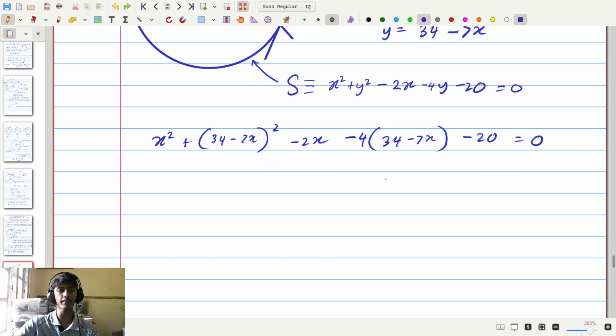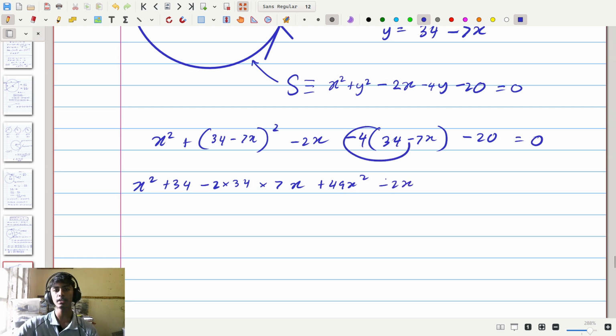Simplifying this thing, we can see we have x squared. Expanding this thing, we have plus 34 squared, and then minus 2 times 34 times 7x, and then minus 7x squared is going to be plus 49x squared, and then minus 2x here. This thing is going to give us minus 4 times 34. This bit and this bit are going to give us plus 28x, and finally we have minus 20, all equals 0. Rounding up x squared terms, we can see we have 1x squared term here and 49x squared here. That means a total of 50x squared.